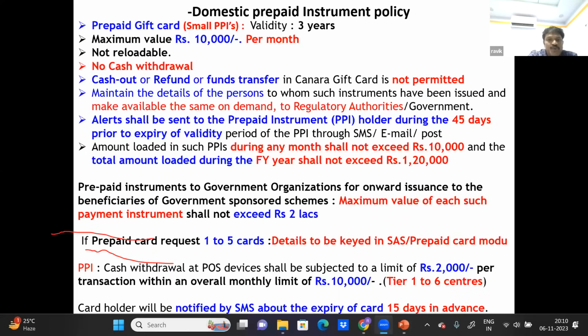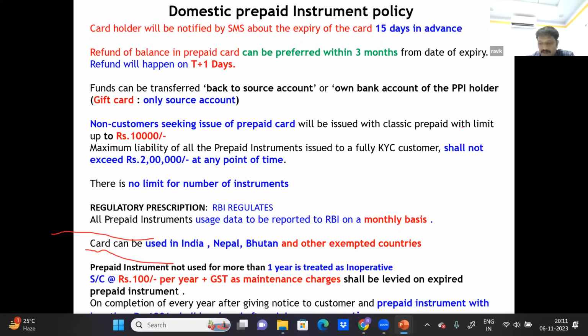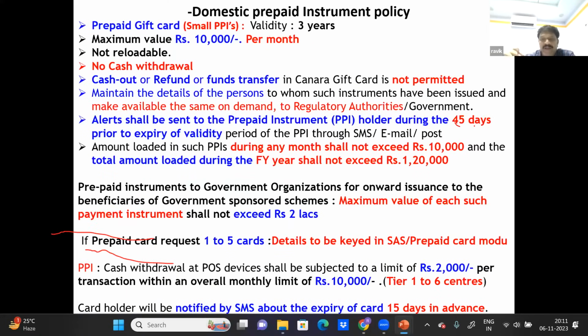Then an alert should be sent to prepaid instrument holders 45 days before expiry. Remember, very important, 45 days before expiry, we have to give information about the validity. 'Sir, your card is getting expired' - like that we have to give information through SMS, email or post. Maybe the bank will send it through SMS.